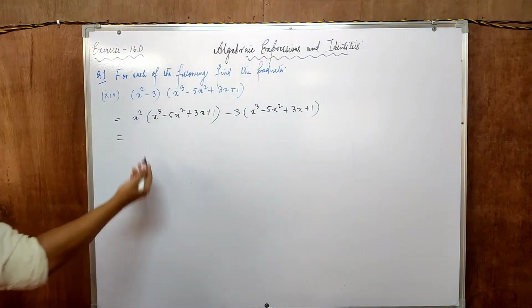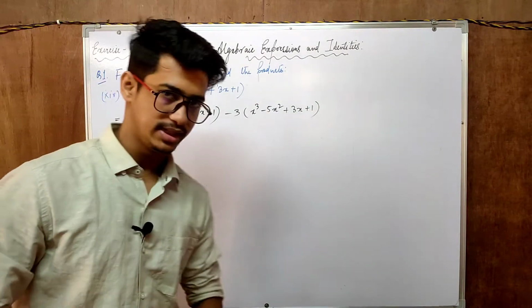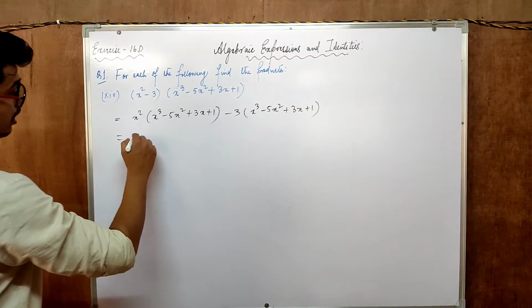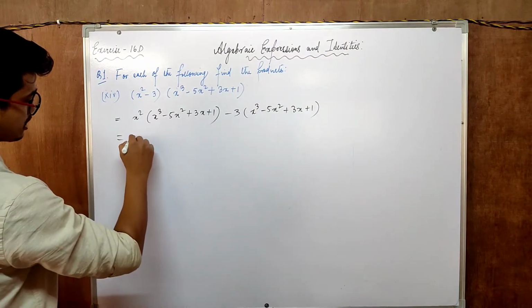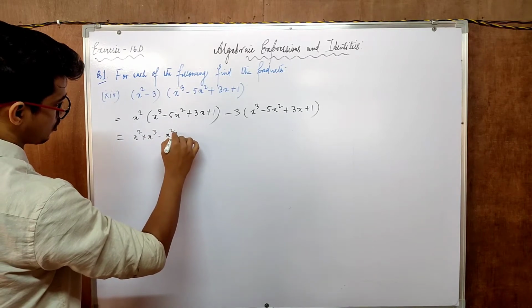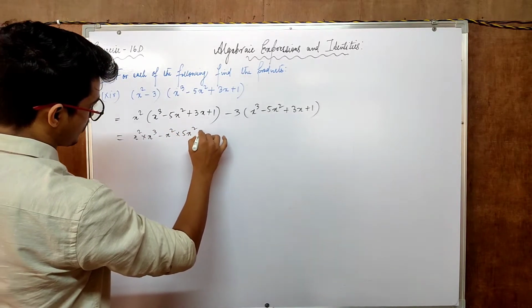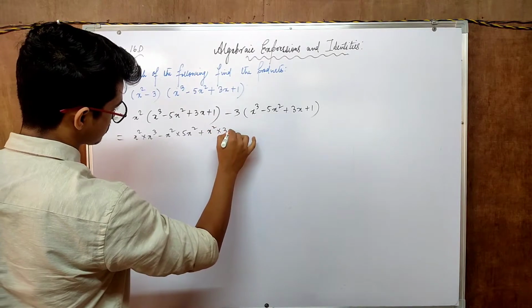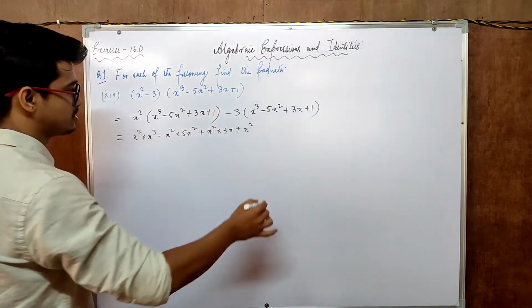Alright, so after that, what is the process? The exterior will be multiplied with the interior, right? The same process will repeat, and it will be multiplied to all the elements. So that means x square into x cube minus x square into 5x square plus x square into 3x plus x square into 1, which is x square.